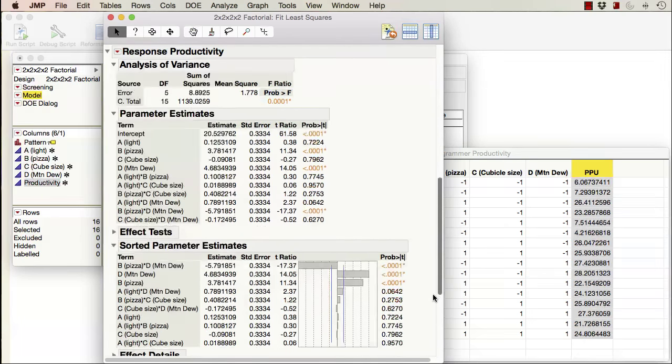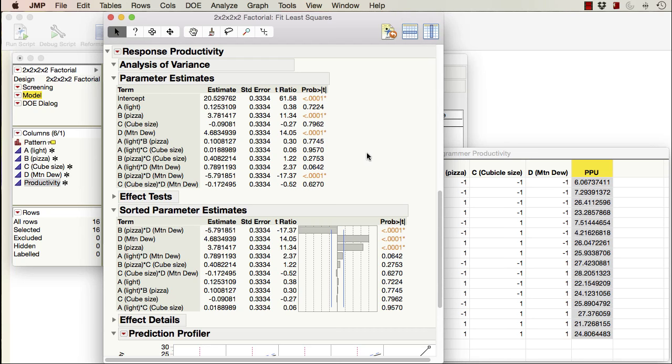We scroll down to parameter estimates. These parameter estimates are the regression model coefficients, which we're not going to talk about in this video. There's another video that talks about how to work with the regression model coefficients. In our case, since we're interested in the factor effects, it turns out that the factor effect for B, for example, is twice this estimated value. So the factor effect for B is 2 times 3.78. The factor effect for A is 2 times 0.125, and so on.